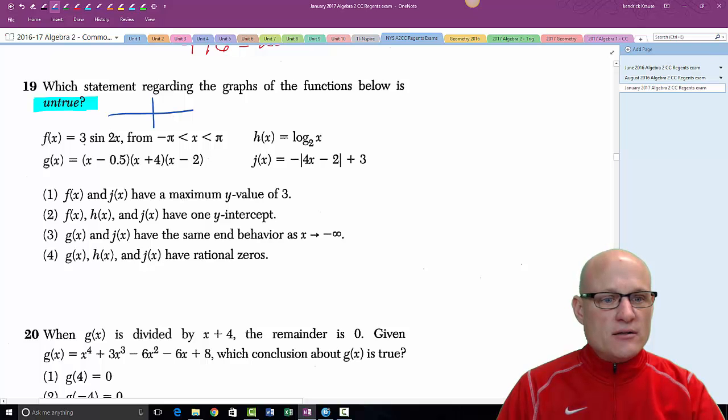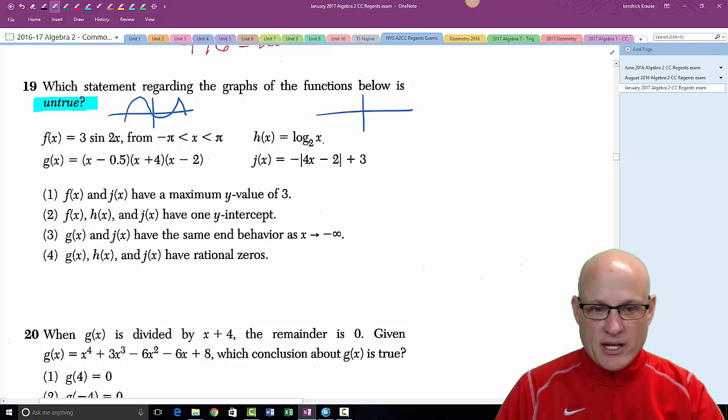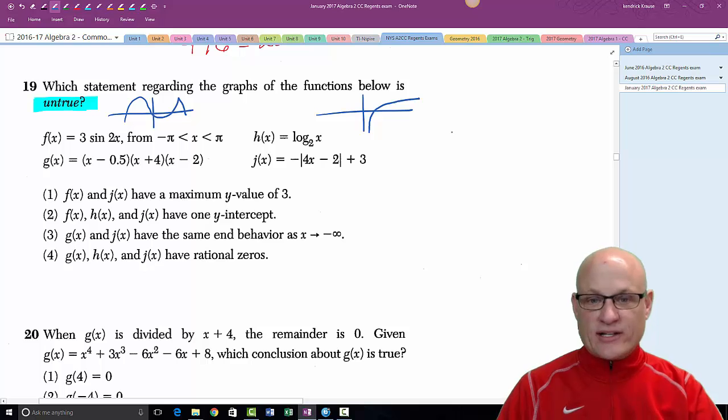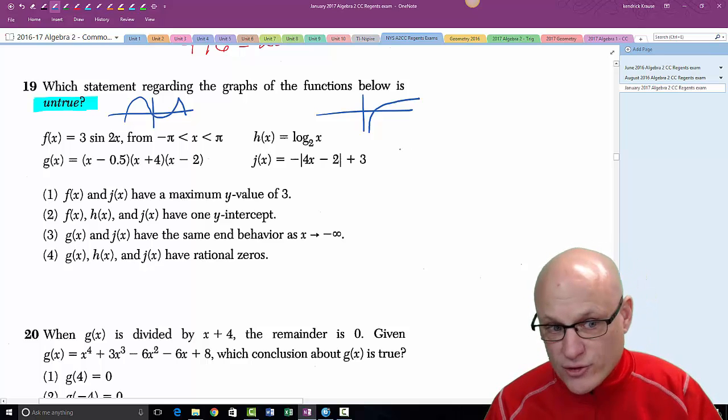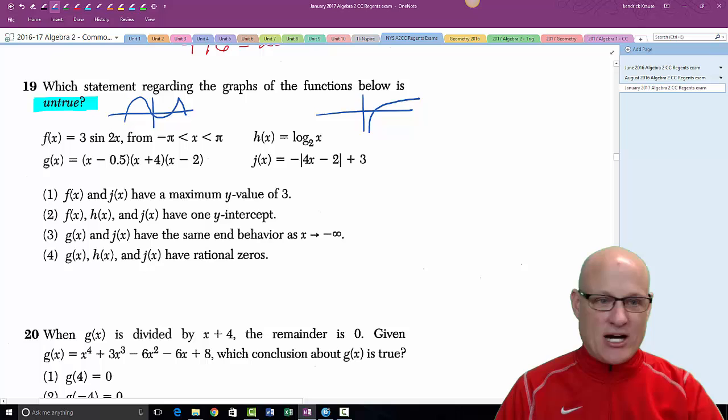Well, yeah, it's just going to be this, from negative pi to pi. Something like this. Whatever. Log base 2, this one, it's going to look like this. Now, you've got to be careful. Log base 2, it's not going to hit the y-axis because it looks like this. Now, if you don't know this, you can take the time to graph this on your graphing calculator.